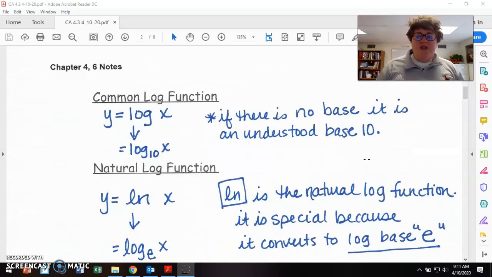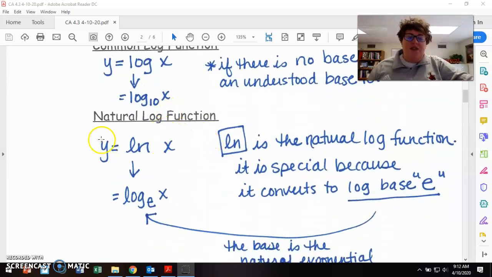Okay, so we have 2 special cases for logs, and the first one is what's called the common log. The common log is if you have y equals log of x. If there's no base sitting here, your base is just a little number off to the bottom. And so if there's no base sitting there, it's an understood base 10. So anytime you just see the log of a number, it's an understood base 10.